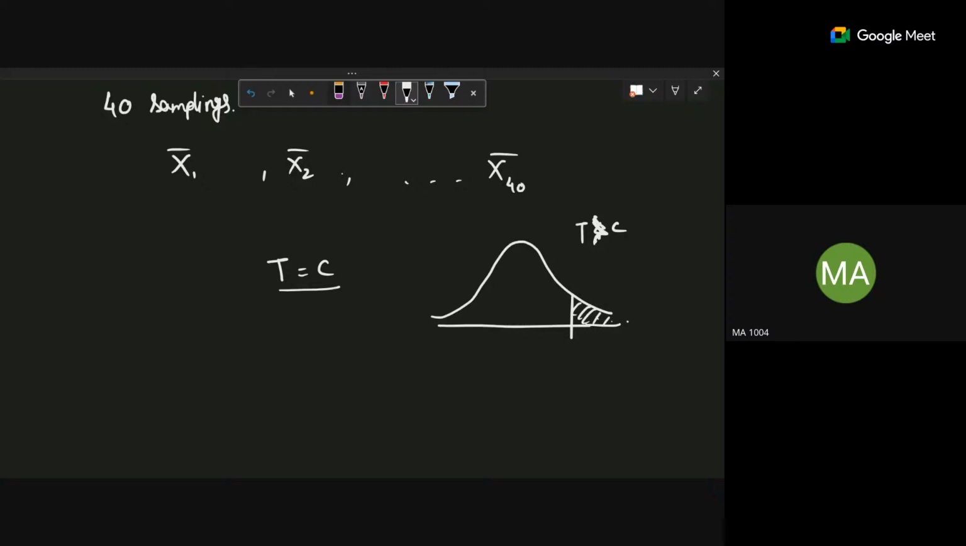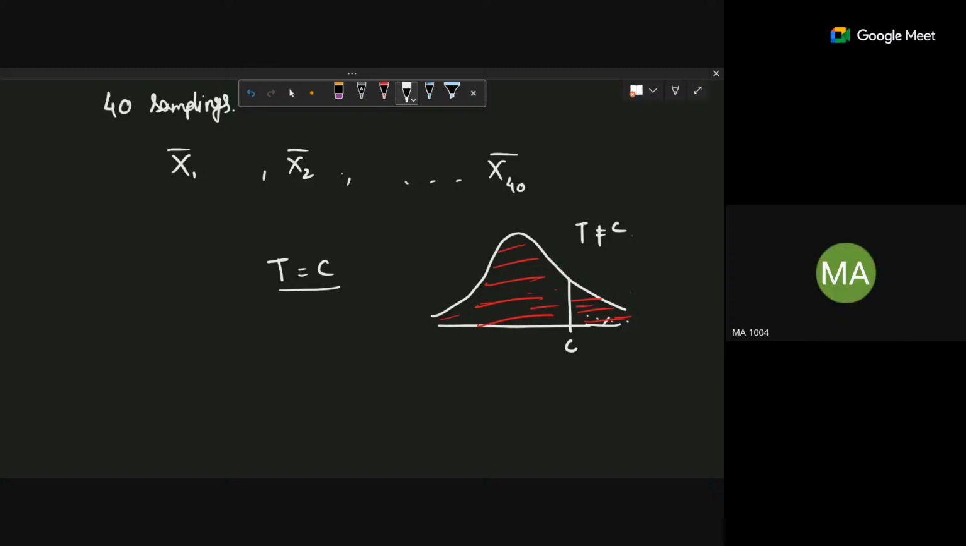But if we say T not equal to C, so let's say T is somewhere here, this line is T, and let's say this value is C. T not equal to C, what will be my rejection region then? Because T not equal to C, I am going to reject the null hypothesis. So all this shaded region is the rejection region.